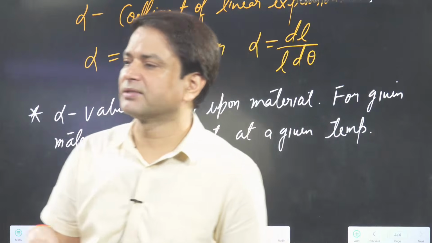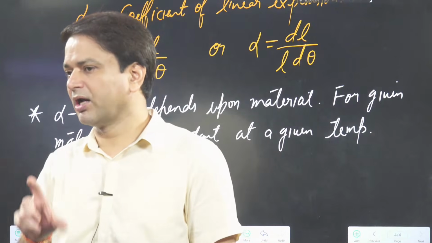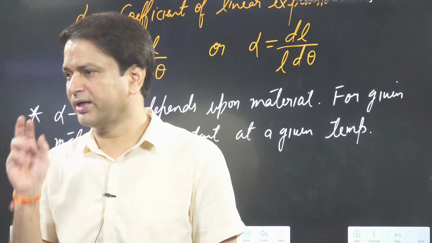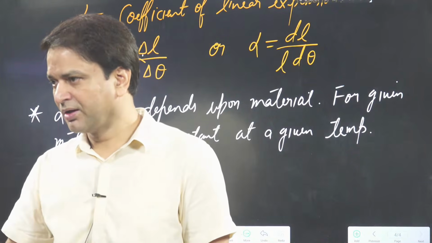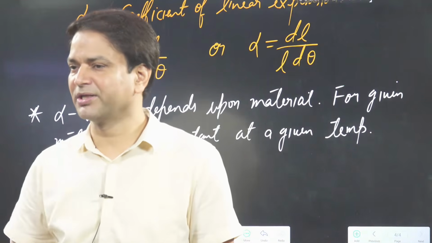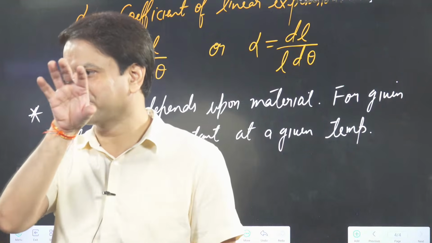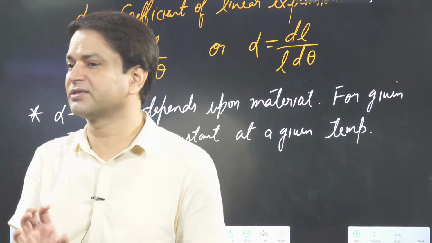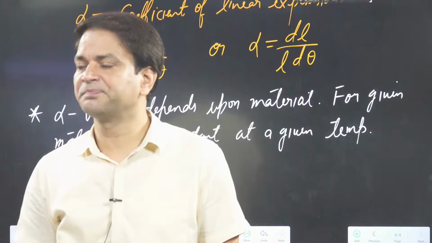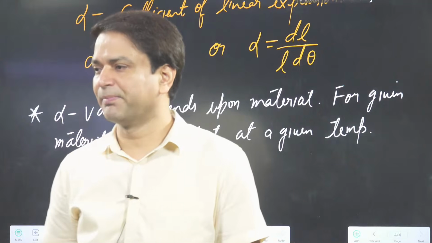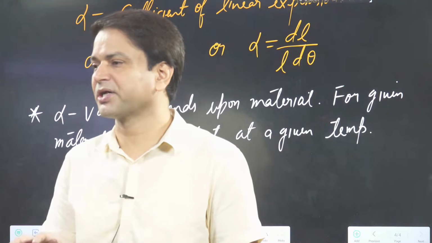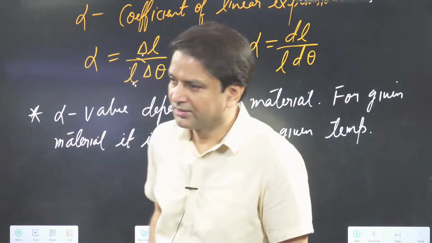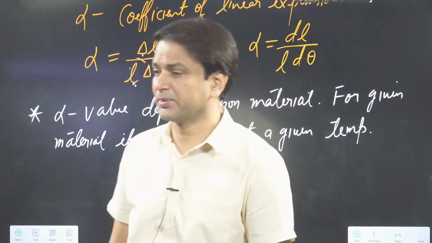Now I am asking a similar question again. Alpha value depends upon: first option, size of the body; second option, temperature of the body; third option, material; fourth option, both 2 and 3. Then what will be the right answer?